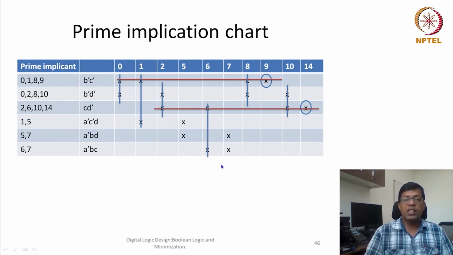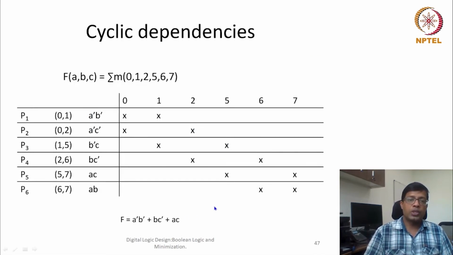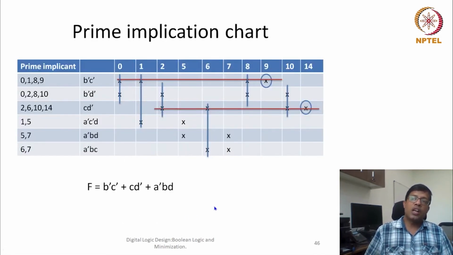Our final solution could be these three terms: b dash c dash plus c d dash plus a dash b d. So this could be our final solution. This is how the covering phase would finish, and the method is generic, it could be applied to all other possibilities.